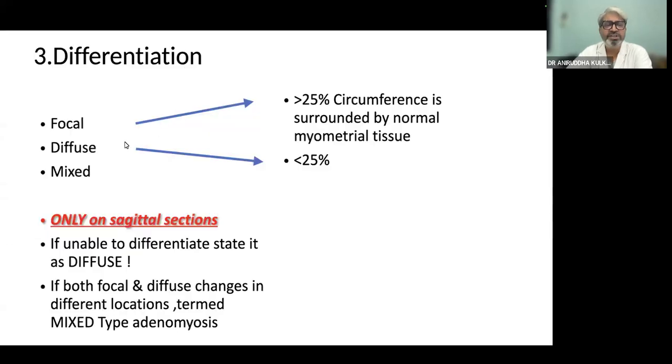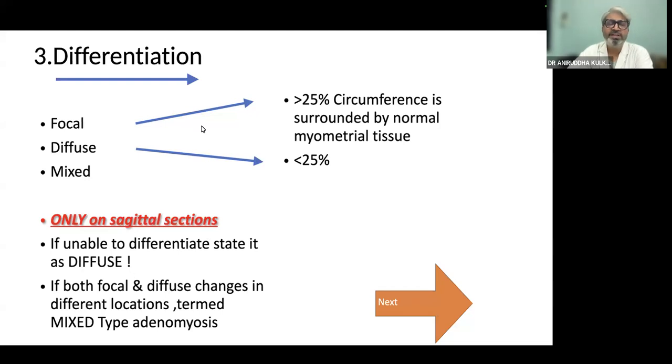In terms of differentiation as focal, diffuse or mixed, we need to look at whether the lesion is less than 25% surrounded by normal myometrial tissue, which means that it's a diffuse lesion. If the lesion within one or the other wall is more than 25% circumferentially surrounded by normal myometrial tissue, then we are dealing with what is called the focal disease pattern. So that's the differentiation between focal and diffuse. There can be a mixed variant where both variants can be a dominant feature.